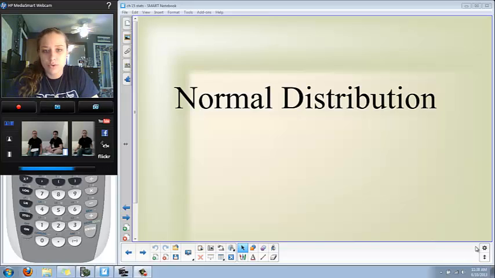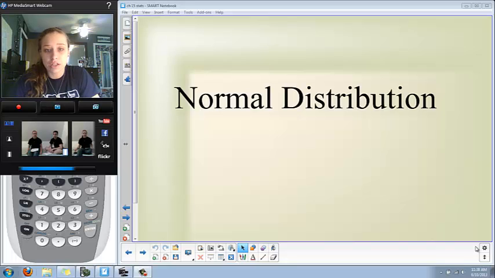This is a continuation of the Chapter 15 material, and we're talking about statistics. So just a little bit of a review from last week. We talked about measures of dispersion, so we could use range, we could use interquartile range, we could use standard deviation, which was something new that you probably had not heard of before, and I showed you how to find the standard deviation on your calculator.